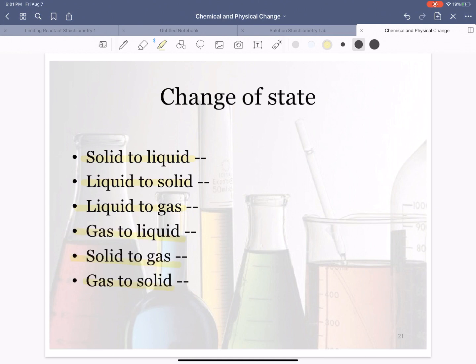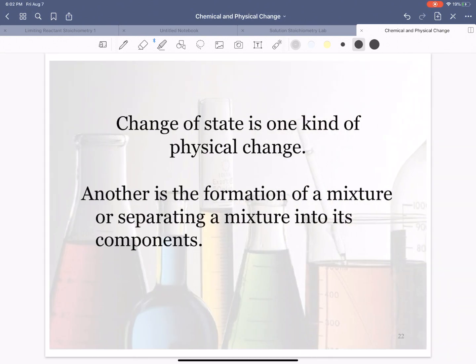For example, for solid to liquid, there is a common name. We would say, oh, that melted. So the phase change from solid to liquid could be called melting. But in chemistry, we have a special chemistry word, which is fusion. So some of the words are common and familiar, and you know them, melting. Some of the words may be new to you, fusion. And these can be found in your text. So change of state is one kind of physical change.